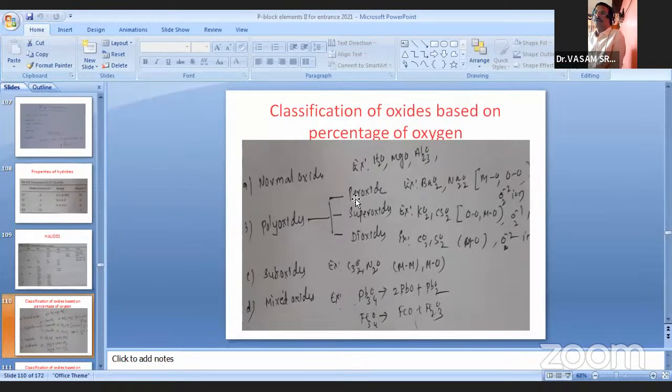So the classification of oxides based on the percentage of oxygen, they are basically 4 types. Very, very important. A is normal oxide, B is polyoxide, C is suboxide, and D is mixed oxides.